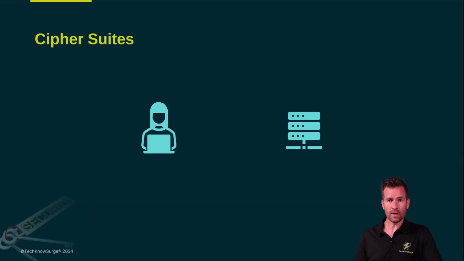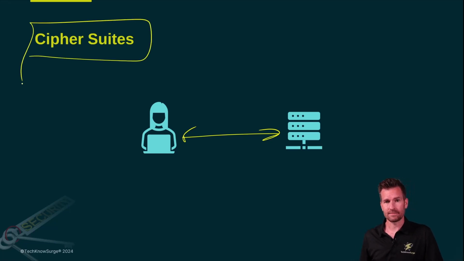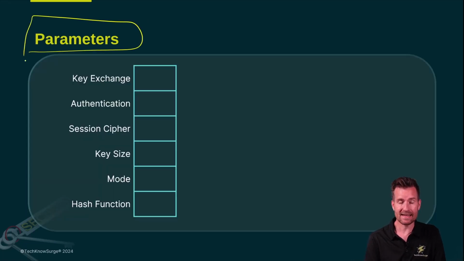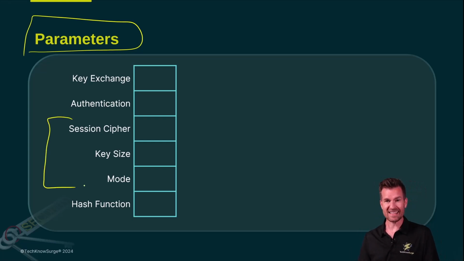into play. When two devices are talking back and forth, they're going to decide on some of the parameters of how they're going to secure the communication. So they do that through the use of Cipher Suites. Here are some of the parameters that need to be established. One of those is going to be our encryption, and specifically, it's going to be our symmetrical encryption.